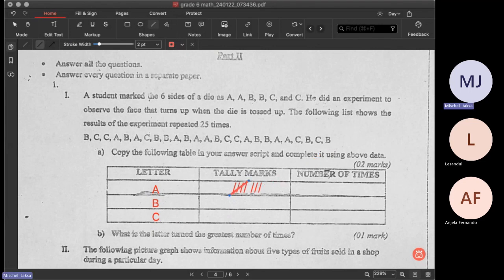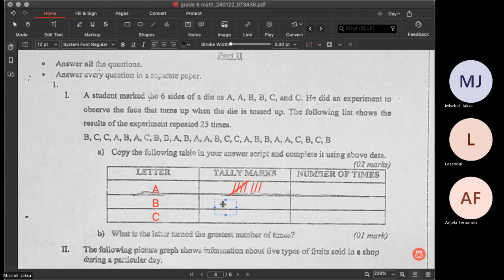Okay, is it like this, Pute? Let's double check. 1, 2, 3, 4, 5, 6, 7, and 8. Yes, 8. Next we have B. 1, 2, 3, 4, 5, 6, 7, 8, 9, and 10. So that means twice like this.